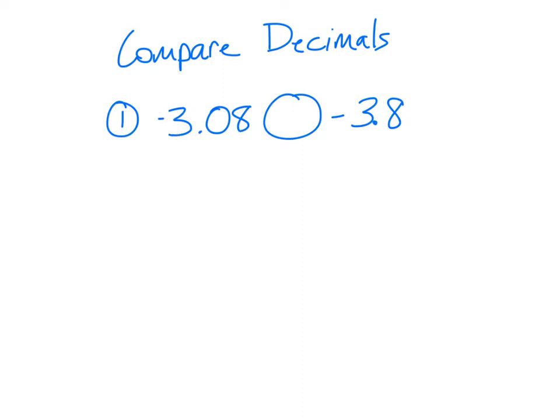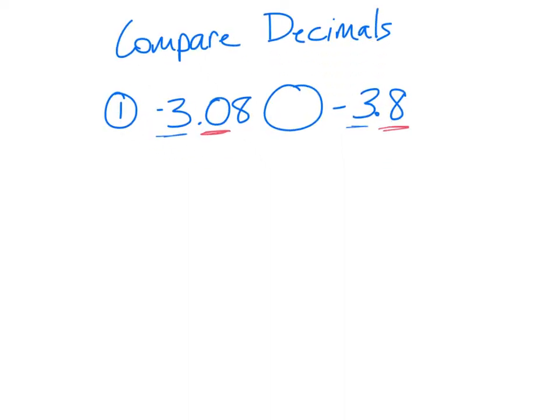So negative 3.08, actually let's start here, negative 3 and negative 3, so that doesn't really help us compare. But negative 3.08 and negative 3.8. If we pretend they're both positive, this would be like a smaller number. But actually, when we're talking about negatives, we reverse it, and this one is actually greater. If that doesn't help you, you can set up a number line like this.